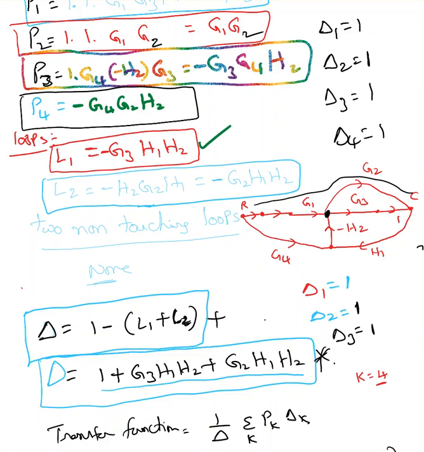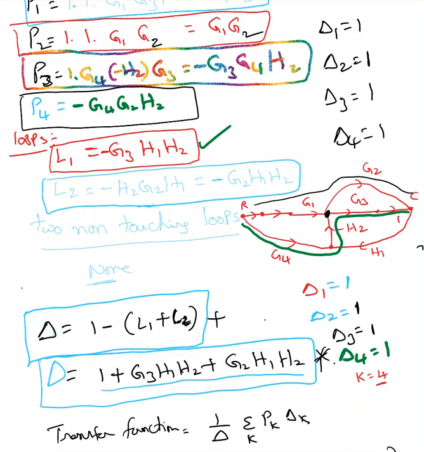Delta 3, I have which path I'm choosing? Minus G3 G4 H2. So I'm coming this way, Z4 minus H2 Z3. So here I'm going to put 1 plus Z3 H1 H2. Z3 is already in there, path 3, eliminate that. And Z2 H1 H2 is in there, so eliminate that. Either node is touching or path is touching, eliminate all those terms from delta to find delta 1, delta 2, delta 3 and delta 4. You will end up with the same thing.